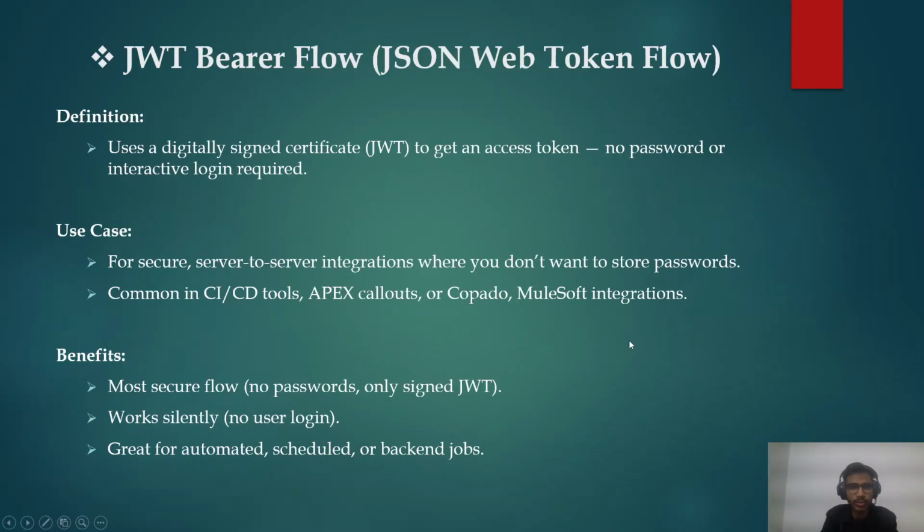Now, in this flow, the JWT Bearer Flow, JSON Web Token Flow, is a very important and very secure flow. The definition of this flow is that it uses a digitally signed certificate and JWT to get the access token. In this flow, we have to use the digital certificate, and this certificate we have to upload on the external app. Then it will register and get the access token.